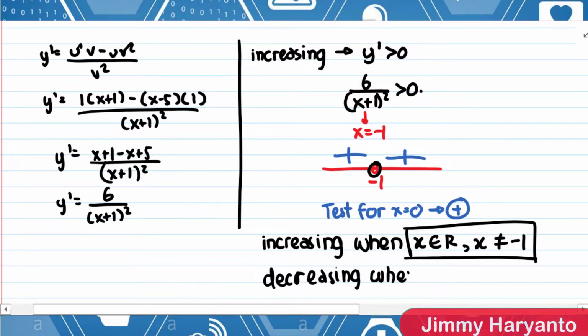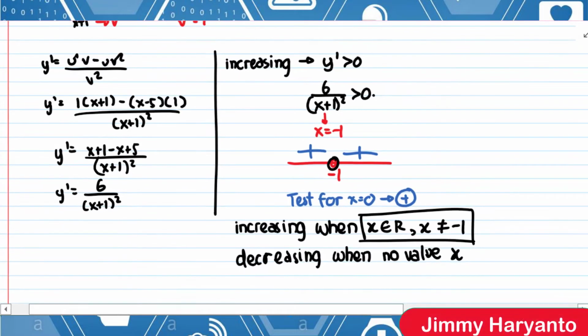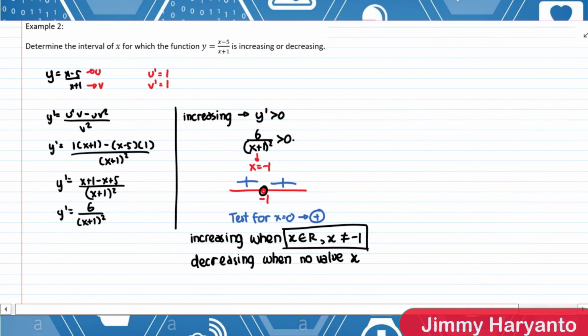So for the decreasing, I think there is no value of x that satisfies, because as you can see, the sign is positive, all of it, for the left side and also for the right side. So the function will always be increasing, it will never be decreasing. That is for number 2.